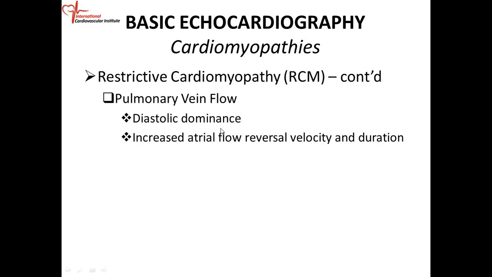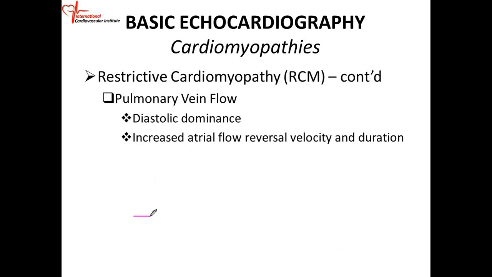So with restrictive physiology you get diastolic predominance. What we mean by that is the diastolic component is larger than the systolic component. You will also get an increased atrial flow reversal velocity and duration. So not only is the atrial flow reversal going to be increased in velocity, the duration is also going to be increased. If you remember your pulmonary vein flow.